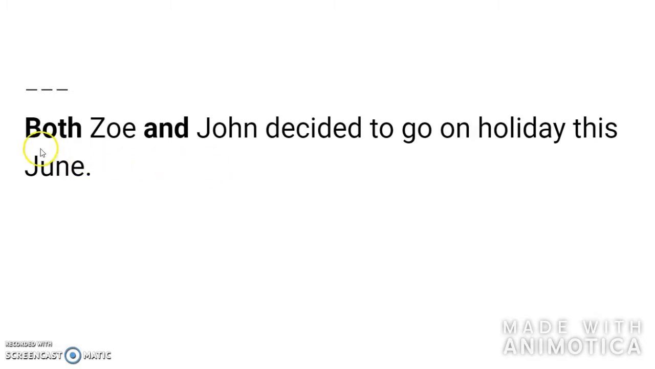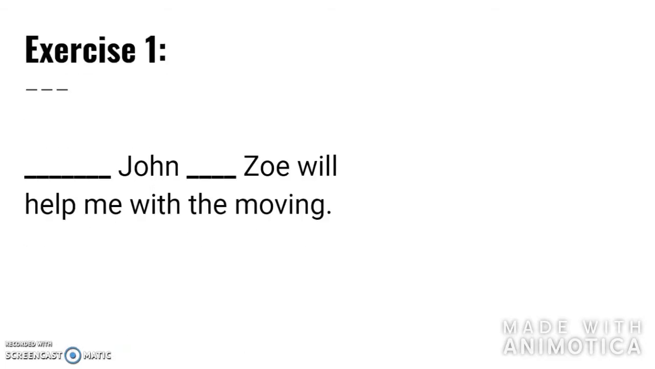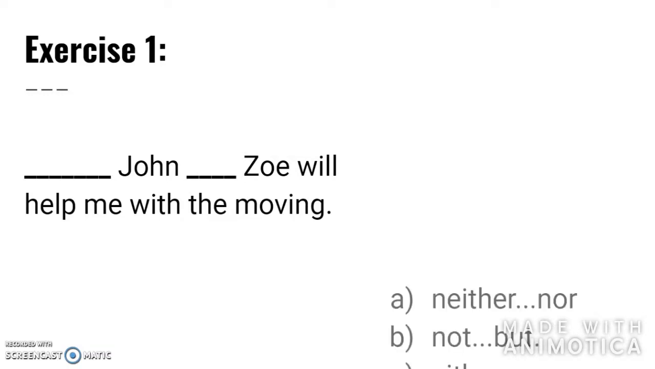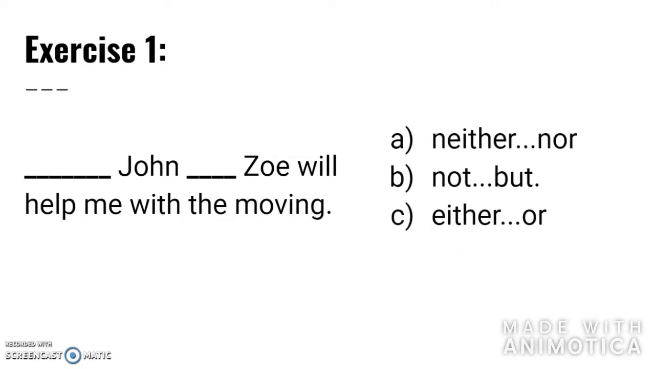So we have the correlative conjunction, and then we have the subject, and then we have the other part of the correlative conjunction. Let's see the first exercise. Blank John, blank Zoe will help me with the moving. The alternatives are neither...nor, not...but, either...or. In this case, the correct alternative is either...or, letter C, because it means one or the other, either John or Zoe will help me with the moving.